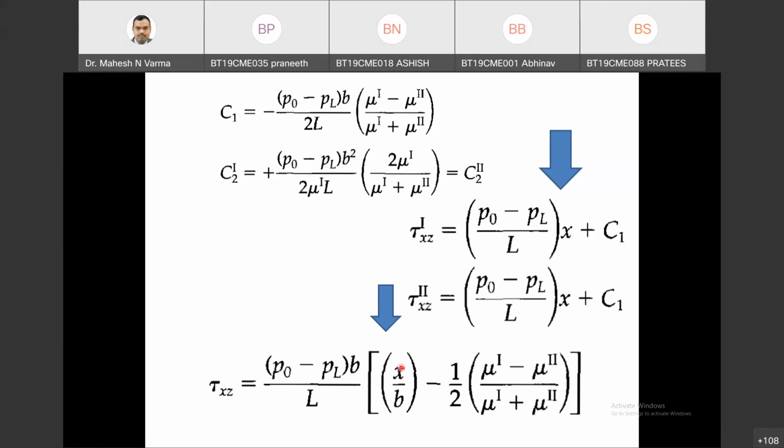So at x equals 0, you will get the same value for mu1 and mu2, because at x equals 0, this term doesn't have any role to play. Then if you move in positive x or negative x, this magnitude changes, and the fluxes are different. So this is my flux profile.